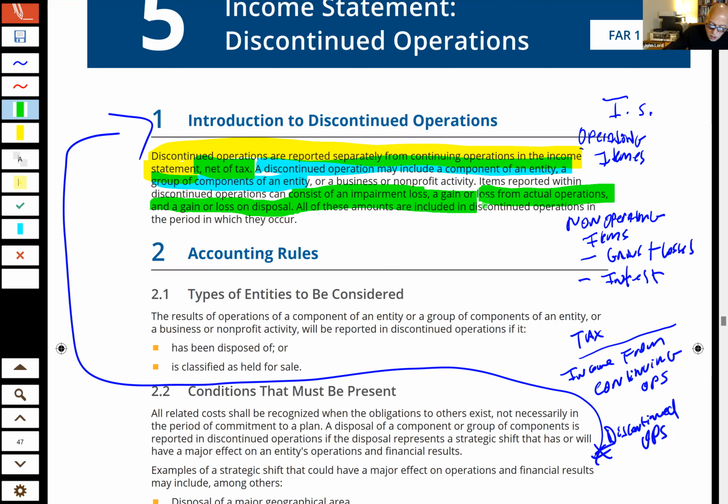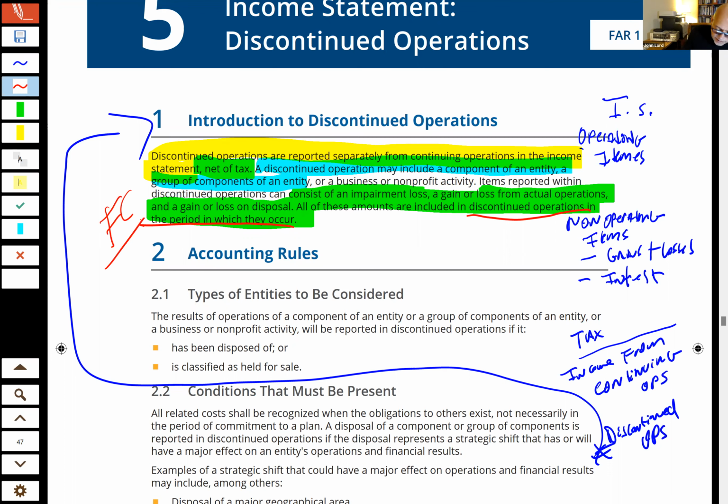And they tell us all of these amounts are included in the period in which they occur. Okay, very important, because the CPA exam likes to trick you into thinking that you should take an amount as a loss when you determine that that loss is going to happen in a future period. No, we take the amounts in the period in which they occur. So this flashcard right here really tells you everything you need to know, which is we take the amount of the discontinued operations report, show net of tax.